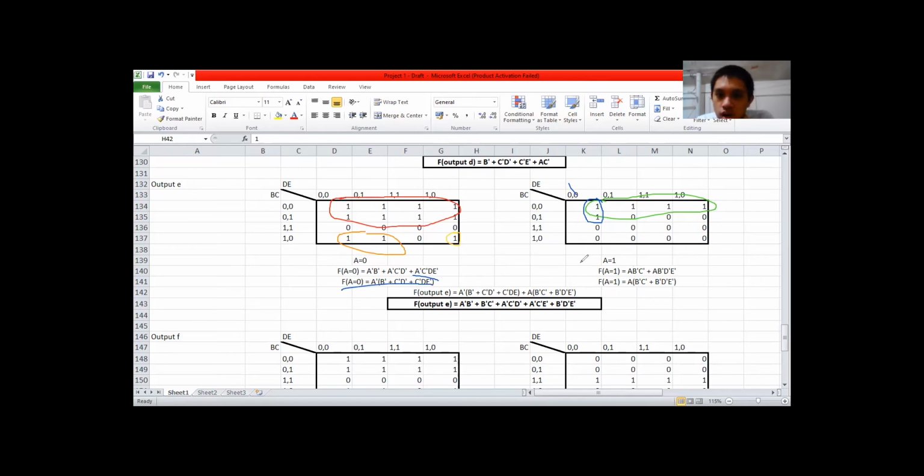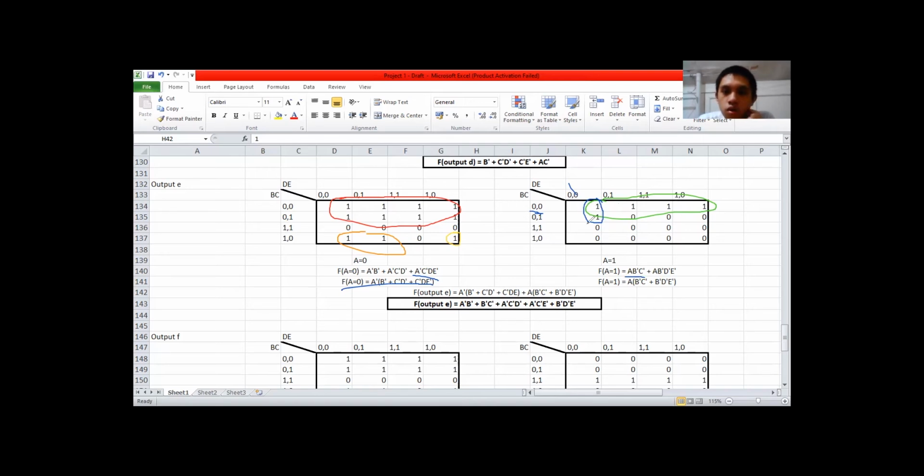When A is equal to 1, on the other hand, focusing on the green group, this is the green group, so A is constant at 1, B is unchanged, therefore this is 0, or B prime, C is unchanged, it is 0, or C prime, D and E changed, therefore we are left here with A ANDed with B prime, ANDed with C prime.